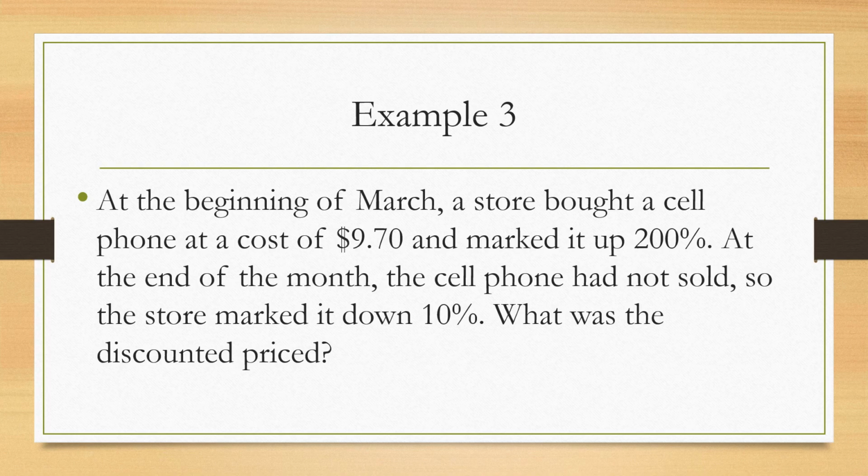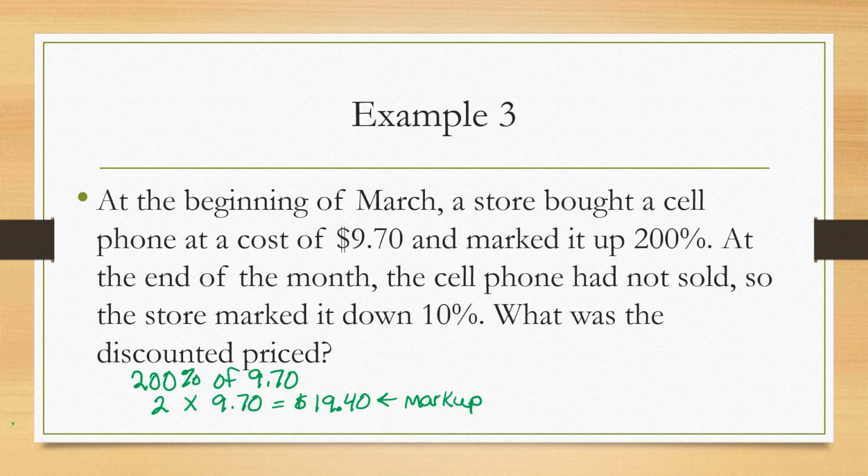Okay, so remember that a store has to mark up an item so that they make a profit on it. Otherwise, they would be selling it to you for what they bought it for. So they've marked it up 200%. So 200% of $9.70. So we would write 200% as just the whole number 2 multiplied by 9.70. And 2 times 9.70 is $19.40. Okay, you need to ask yourself, what is that 19.40 representing? Well, that's the amount of the markup.